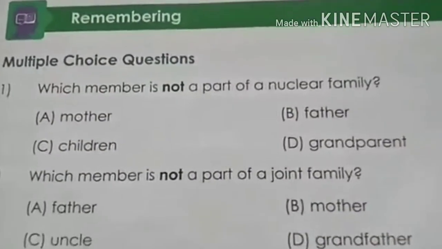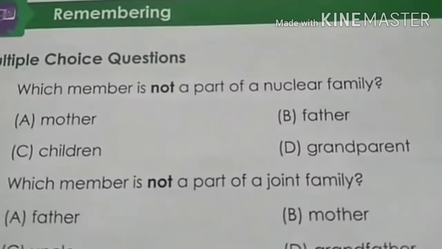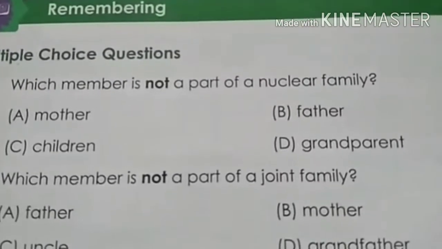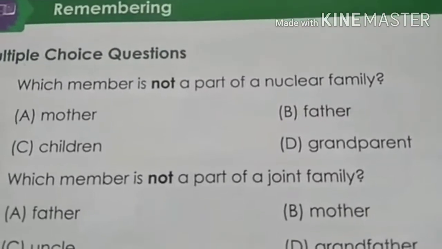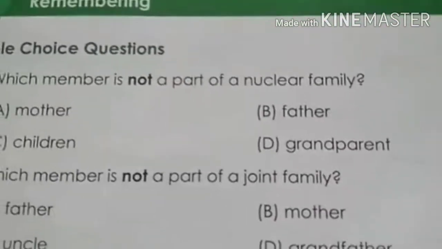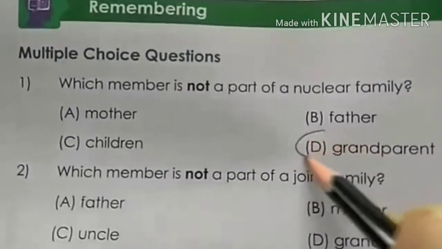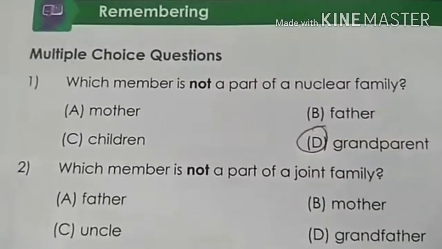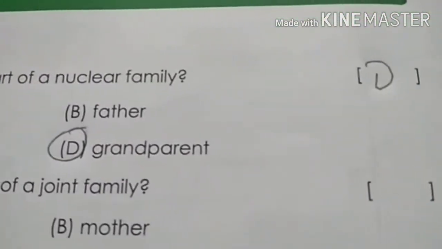What are the options in this one? Mother, father, children and grandparent. Which member is not a part of a nuclear family? Answer is D. Circle D and write the option D here in the bracket.